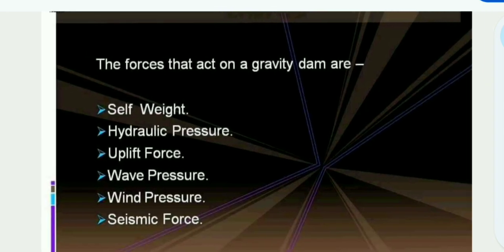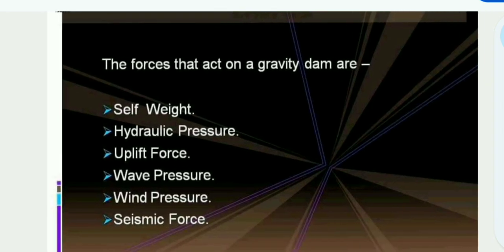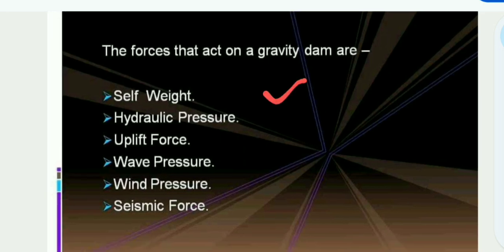Forces. The forces that act on a gravity dam are self-weight, hydraulic pressure, uplift force, wave pressure, wind pressure, seismic forces. These are the forces that act on a gravity dam.